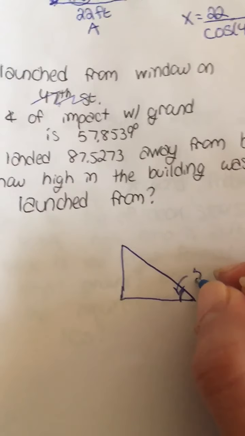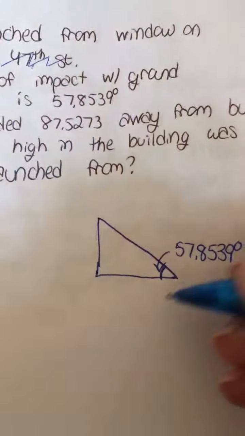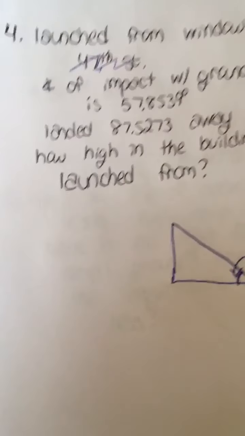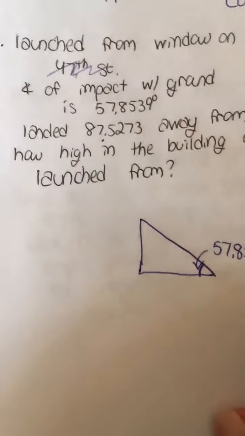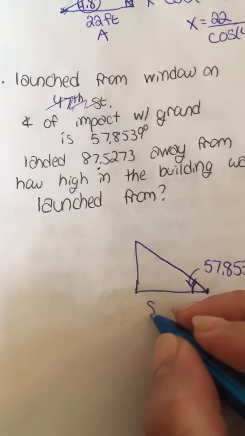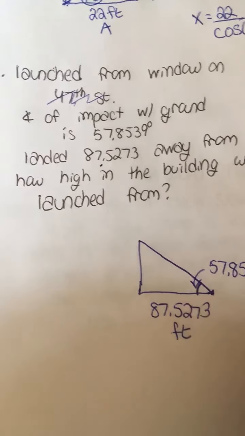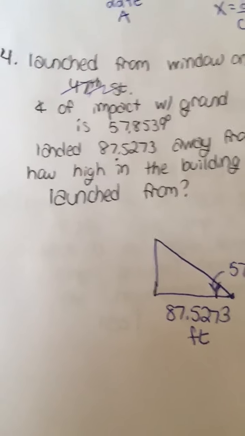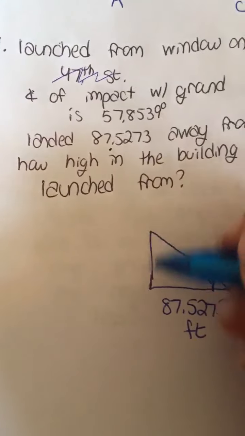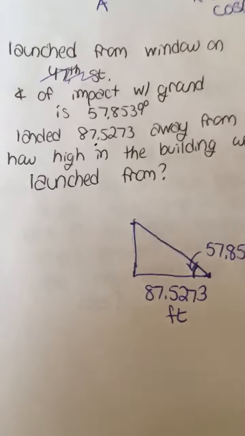So that is 57.8539 degrees. And there actually are tools that you can measure the angle of impact with the ground. So this is like realistic. And it landed 87.5273 feet away from the building. So the distance from the building and the object is 87.5273 feet. And then say they wanted to figure out which window it was launched from, which floor. If they knew how tall each floor was, and if they could find the height that it was launched from, they could figure out who threw it out the window or whatever.